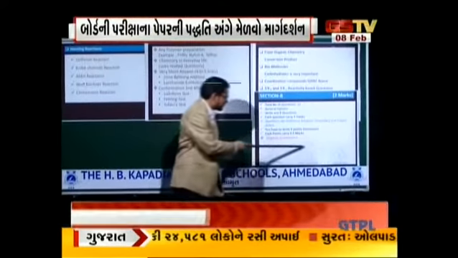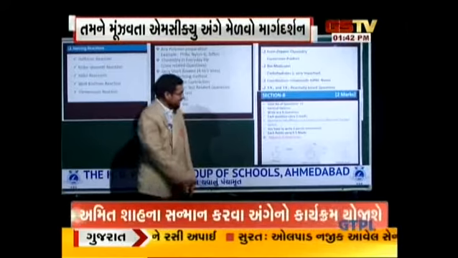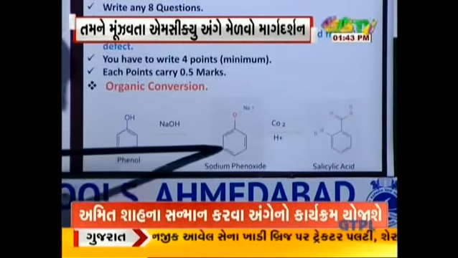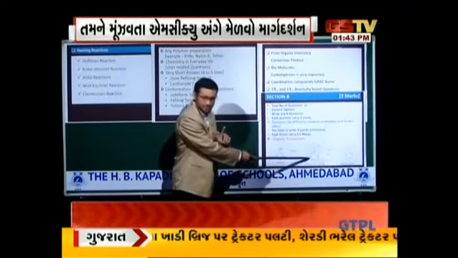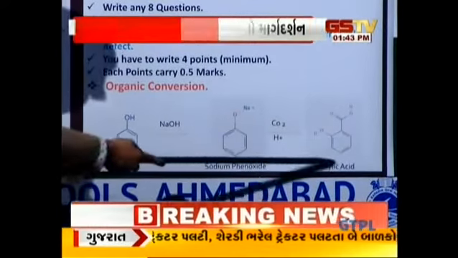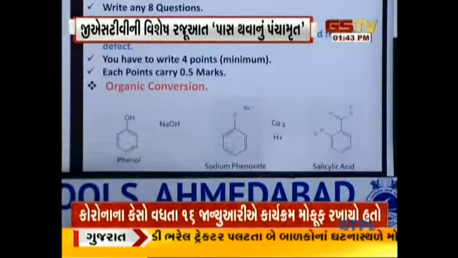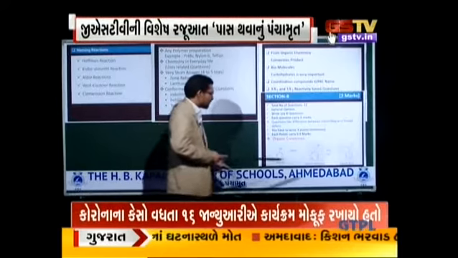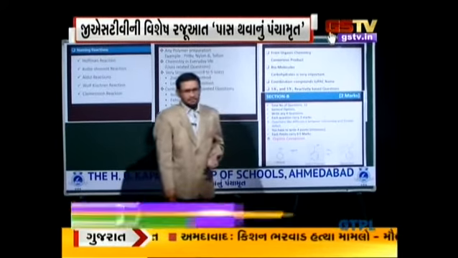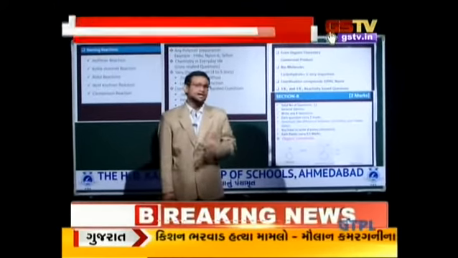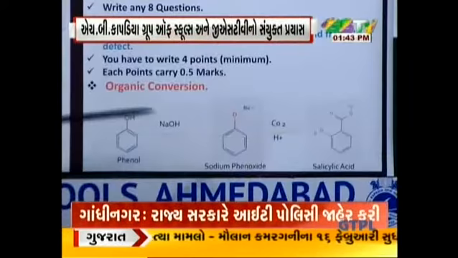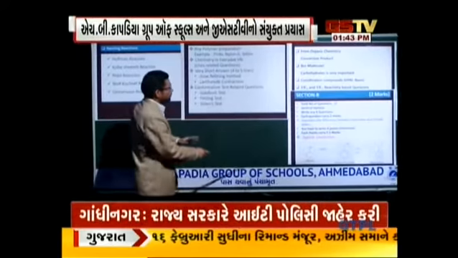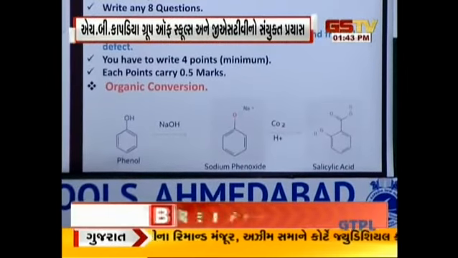So these are the questions that can be asked in the 2 marks. Each step carries 1 mark. From phenol to sodium phenoxide, 1 step, 1 mark, and phenoxide to salicylic acid, 1 mark. So total 2 marks from the organic conversion. I am giving the tip that chapter 10 and chapter 13 are very important for the organic conversion. So in the 2 marks, this kind of question can be asked.